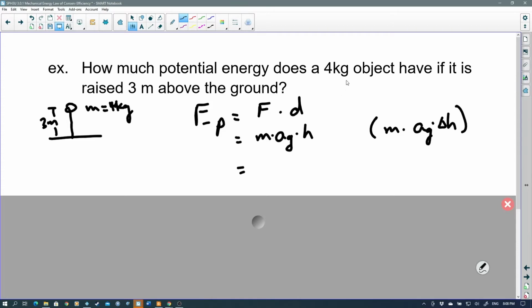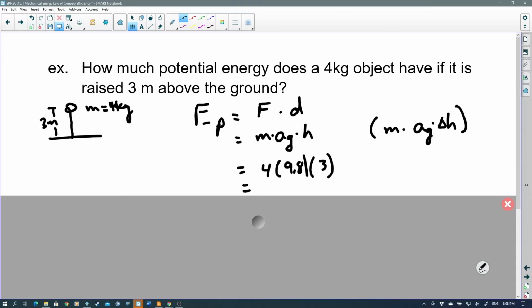Just make sure that you are in the MKS system. So if ever a mass is given to you in another unit besides kilograms, you must convert it to kilograms first. But we have kilograms here. Same thing with the distance. If the distance, or the height in this case, is not given in meters, you must convert it to meters, but everything is good to go here. So we've got 4 times 9.8 times 3 meters.